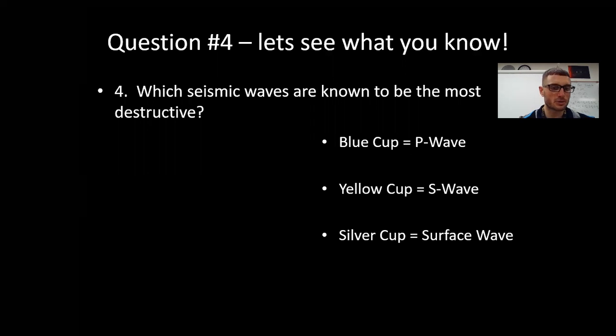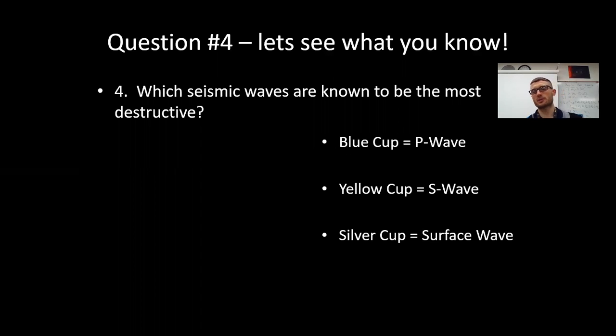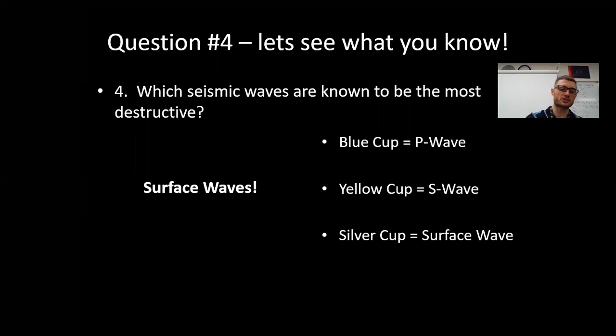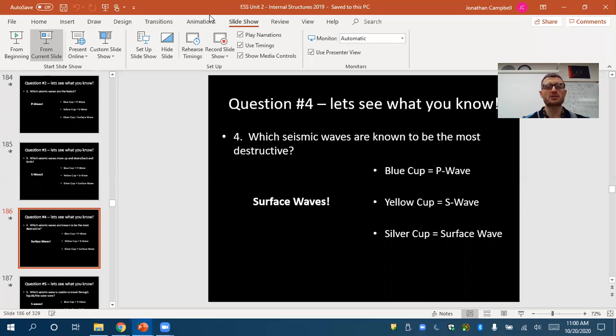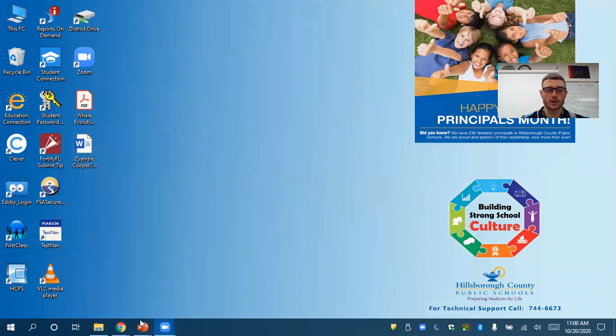Which type of waves are known to be the most destructive? Pause the video. See what you think it's going to be. The surface wave. Again, surface waves do the most damage because they're at the surface where all the people in the buildings are, right? Okay, just a little old review. We'll have some new review here in a little bit.